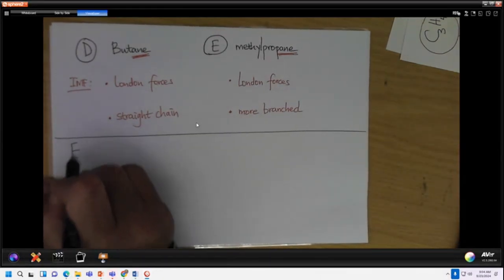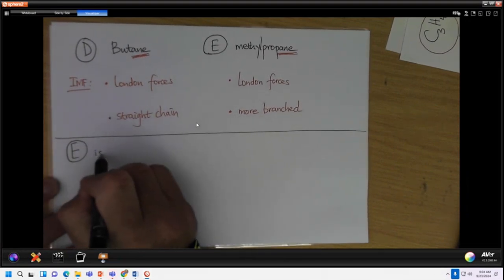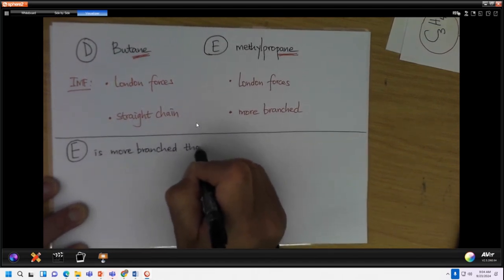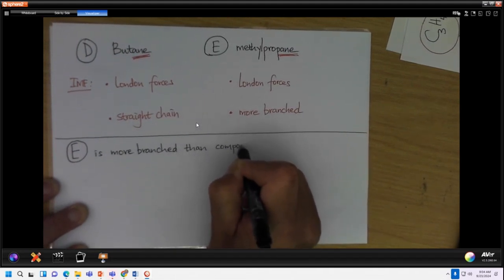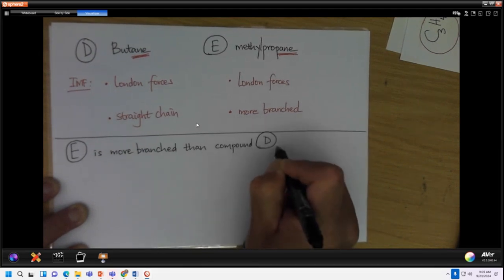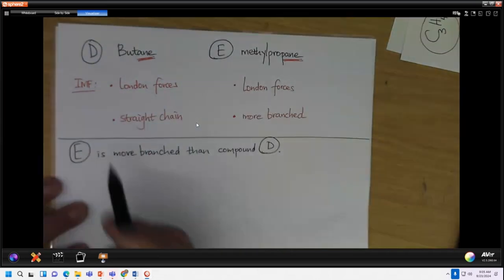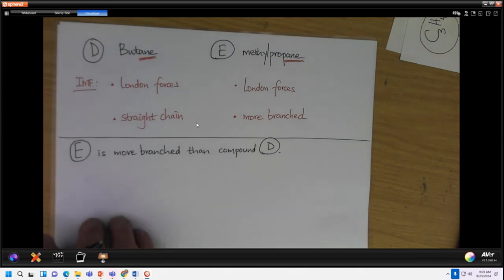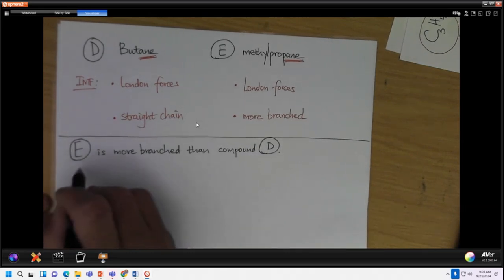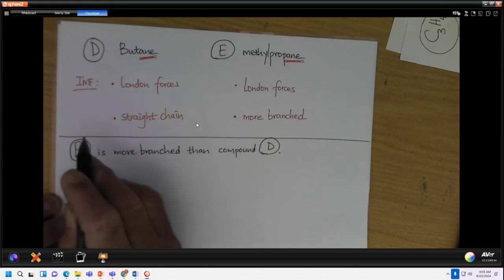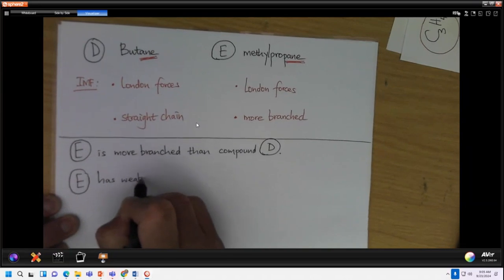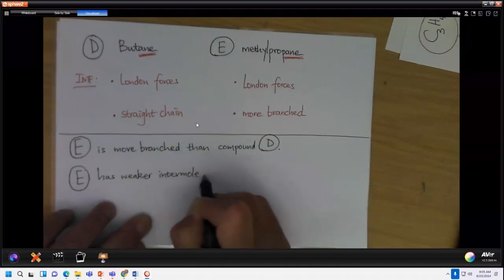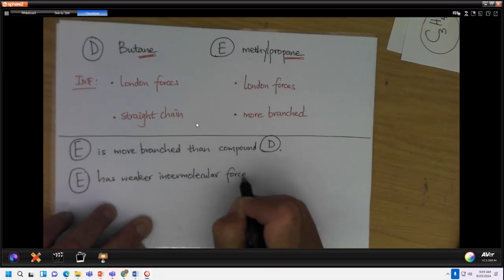Compound E is more branched than compound D. That's one main point. Notice I'm using my schemata just to formulate my points. They both contain the same intermolecular forces. However, this compound E has weaker intermolecular forces, London forces, than D.